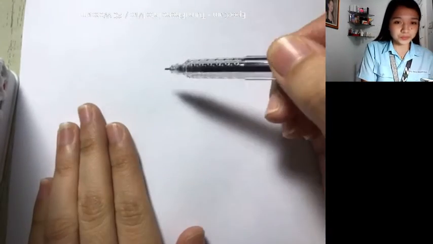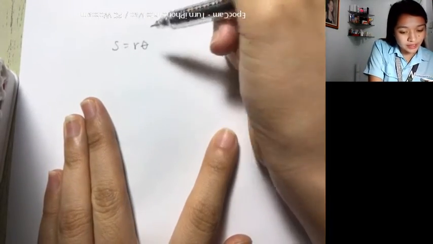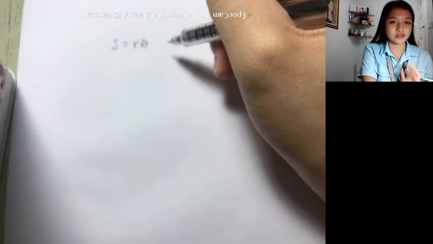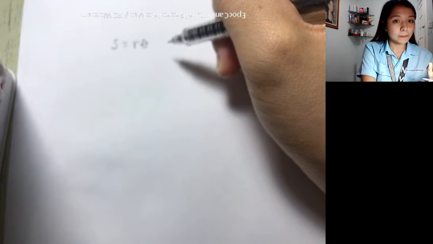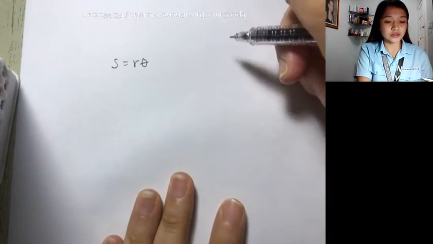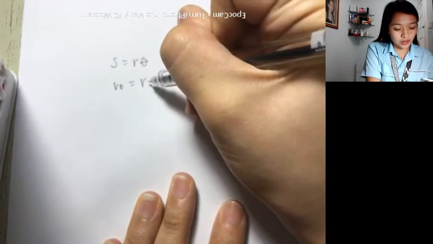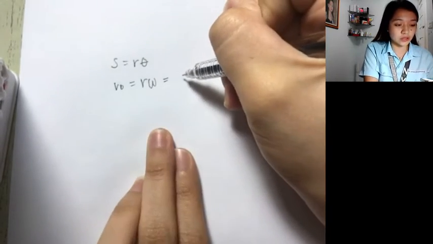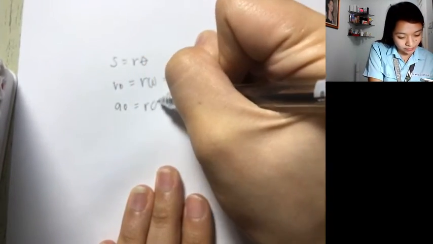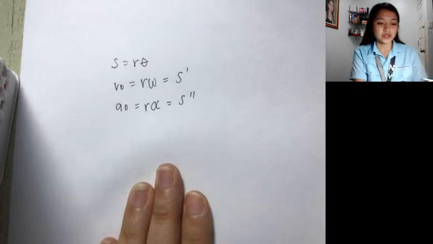So let's write. The derivatives will give us S equals R theta, where this theta must be in radians. So we have velocity of O equals R angular velocity, which is also equal to S prime. And acceleration of O equals R alpha, which is also equal to S double prime.